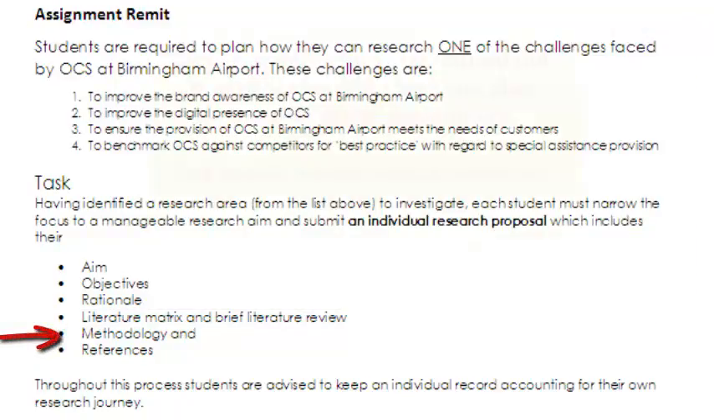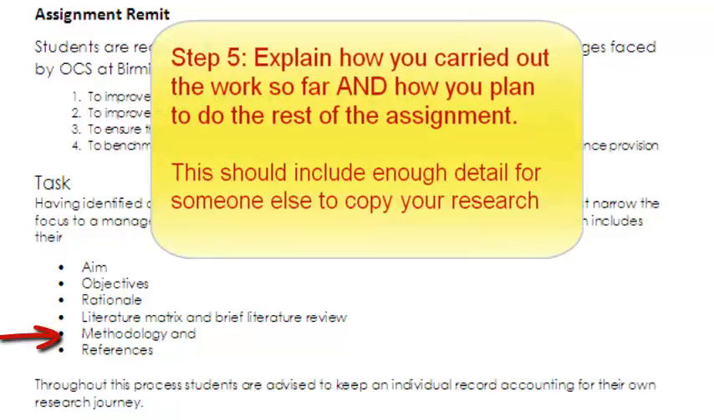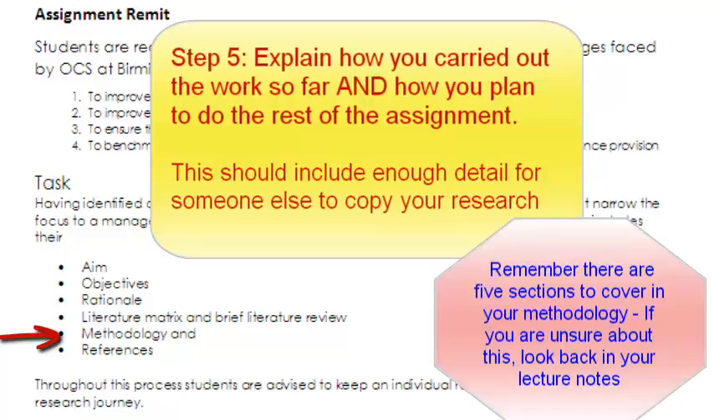The final section of your proposal is the methodology. This is where you explain how you carried out the research so far and how you intend to do the rest of the assignment. And this should include enough detail for somebody else to copy your research or for your lecturer to make sure your plans are achievable. Remember, your methodology should have 5 sections, and you have detailed handouts that you can refer back to if you're unsure about how to do this.